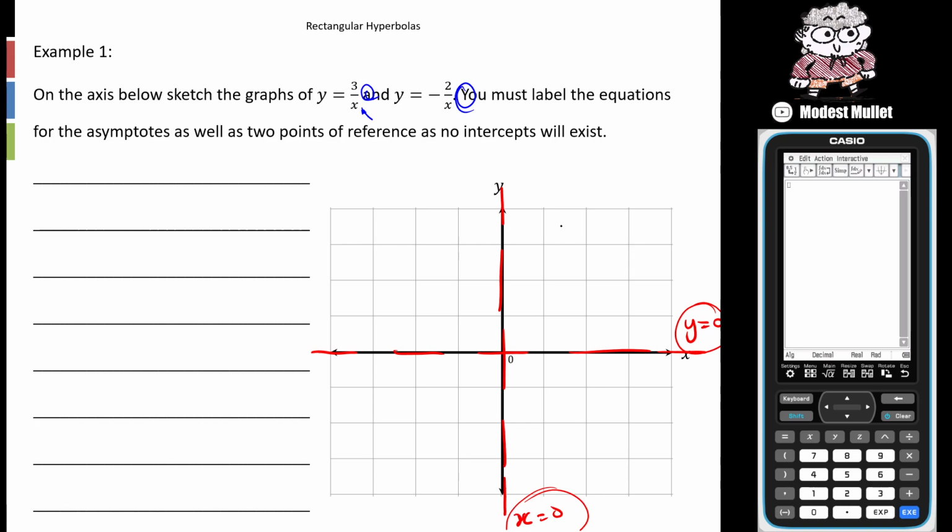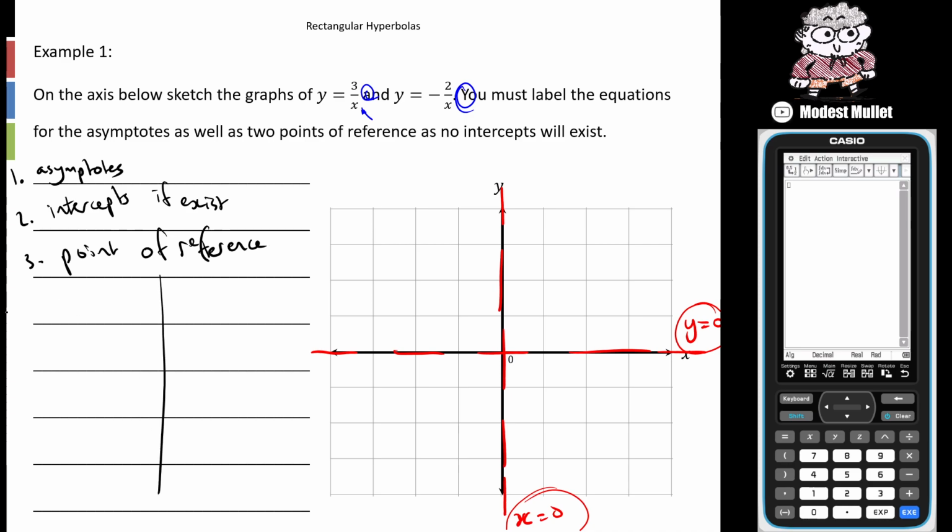From here, because the asymptotes are on the axis, we have no intercepts. So normally, step 1, we do asymptotes. Step 2, we do intercepts if they exist. And then from there is point of reference. In this case, we've got no intercept, so we must do point of reference. Like I said, it's probably best to do x equals 1 and x equals -1.